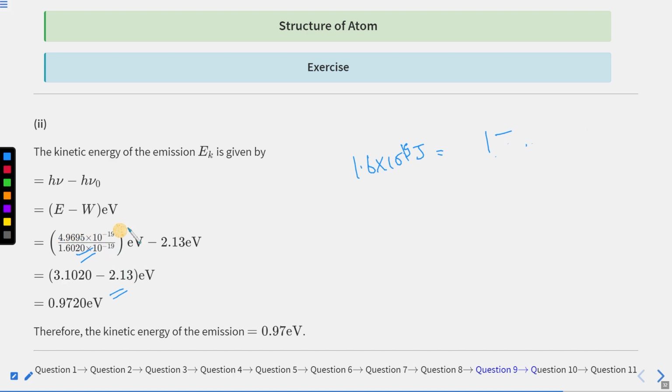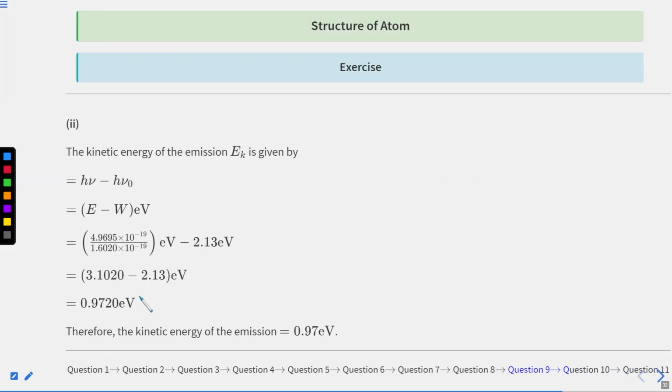Sorry for this mistake. It will not be divided, it will be multiplied. You have to multiply this one. As I have told you, we have to multiply it and then we will subtract it. Clear? Next.